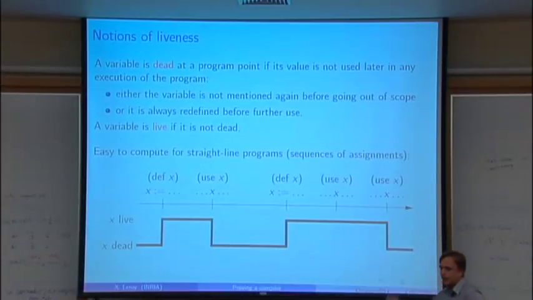For straight line programs, sequences of assignments, like my example, this is fairly easy to compute. Variable x starts initially dead, becomes live at the first definition, and then stays live until this use. Now there's no further use before a redefinition, so it dies, becomes live again at that definition, stays live because of this use, and dies here because this is the last use. Okay? So very easy to spot just by looking at the code.